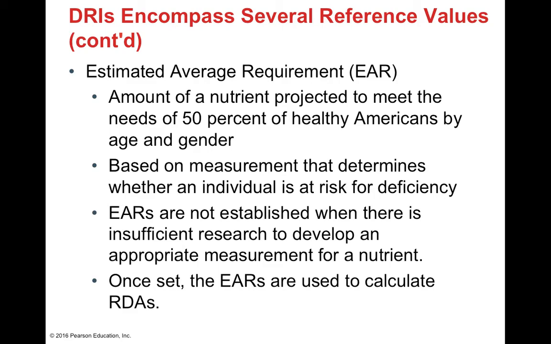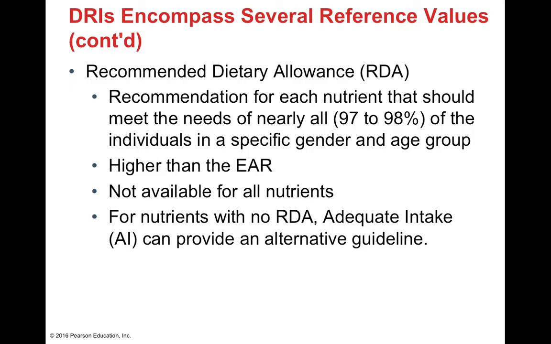So once the EARs are set, these are used to calculate the RDAs. RDAs are the recommended dietary allowance, which is the recommendation for each of the nutrients that meets the needs of almost all of the individuals in a specific gender and age group. It's typically going to be higher than the EAR. And as we mentioned previously, it's not going to be available for all nutrients because not all nutrients have been studied appropriately to be able to come up with these numbers.